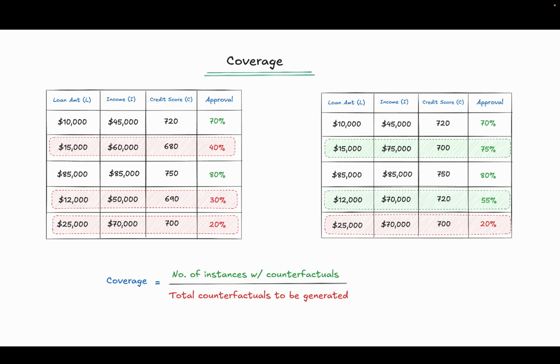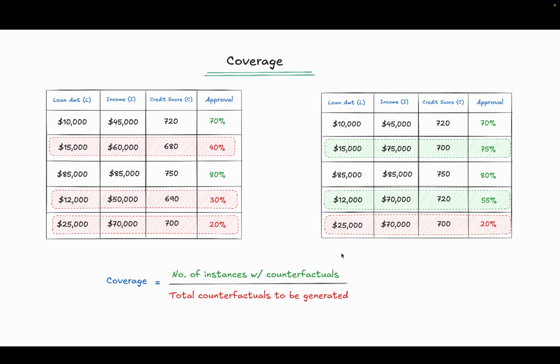Coverage tells us how many instances actually have valid counterfactuals generated for them. So over here, you can see that we have 3 instances where the loan was denied, and we want to find the counterfactual for each of them so that we can see what changes need to be made for a loan approval. For this instance the counterfactual was successfully generated. For this one also it was generated. However, for this one it was not generated.